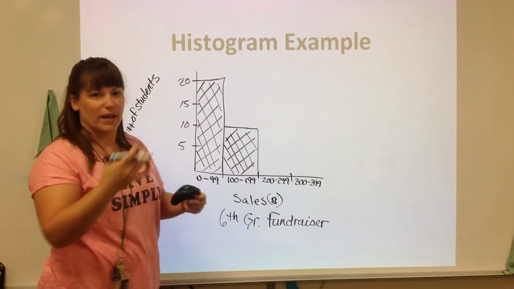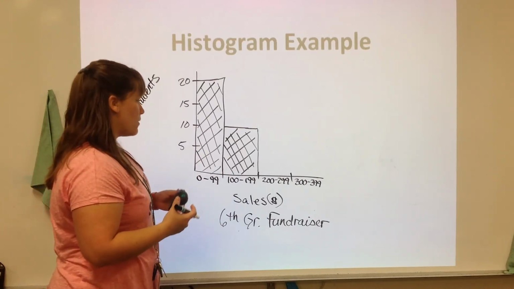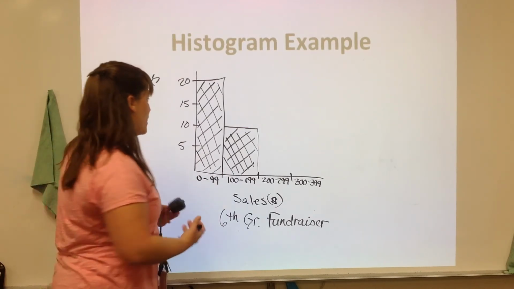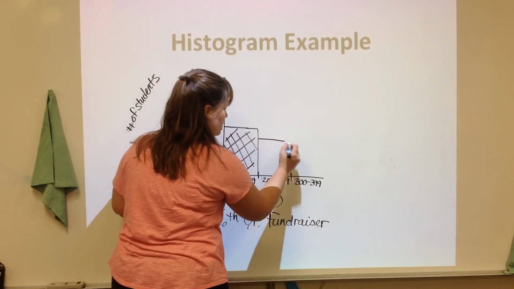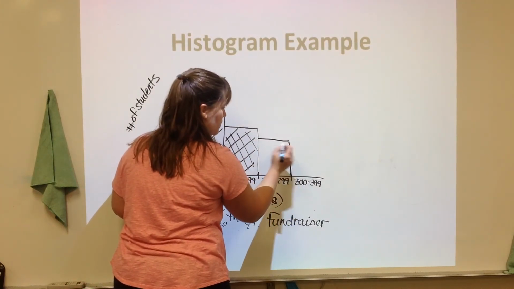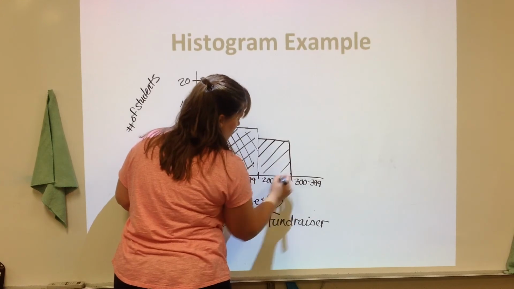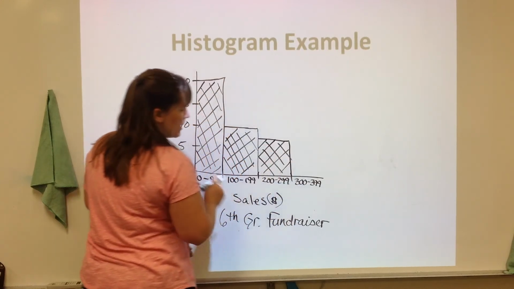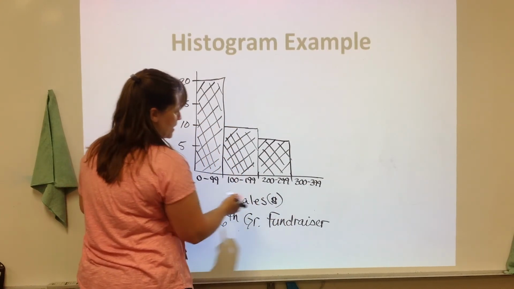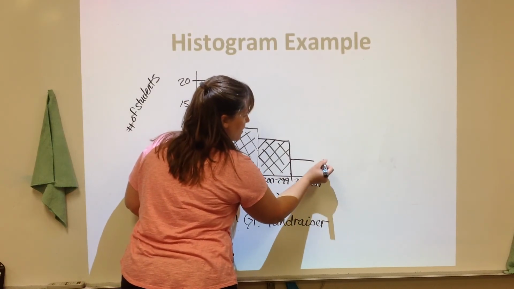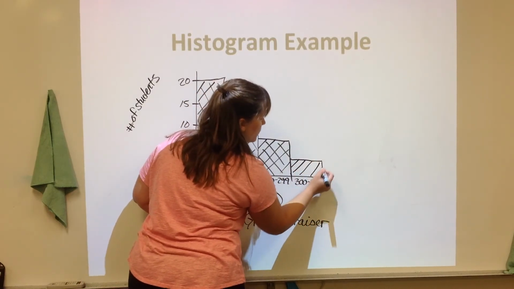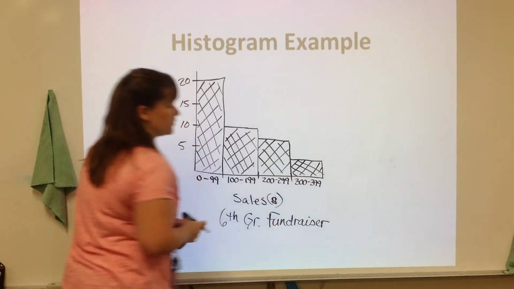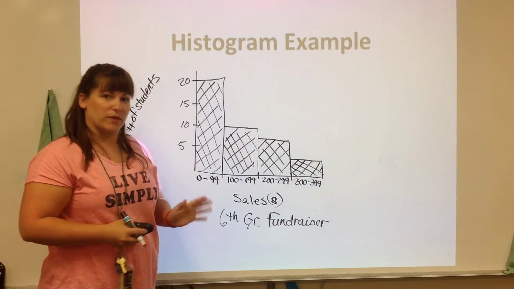And then we're going to tally, okay, how many people sold between 200 and 299. Maybe it's a little less than 10. It's kind of dwindling because not as many people were able to sell this much. This is a lot of candy bars. And then finally the 300 to 399 range. Let's pretend that 5 people sold that much. That is an example of a histogram.